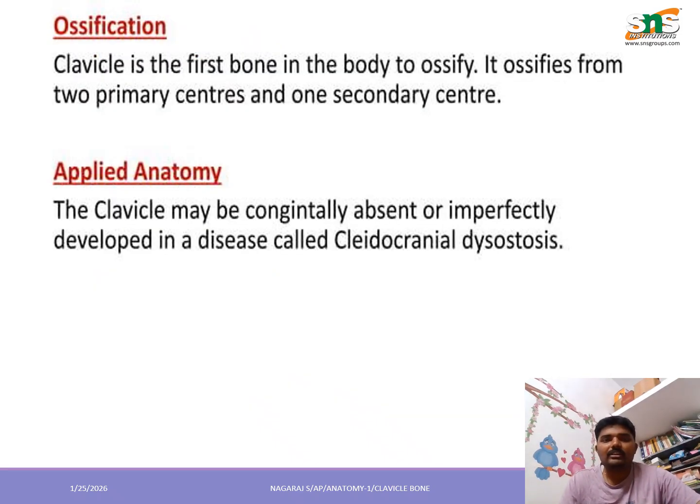Then ossification. The clavicle is the first bone in the body to ossify. It ossifies from two primary centers and one secondary center. Applied anatomy: the clavicle may be congenitally absent or imperfectly developed in a disease called cleidocranial dysostosis.